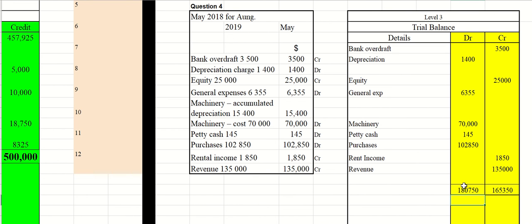So we had missed something on the credit side. What did we miss? Let's enter 15,400 here. Yes. So 15,400 is the provision for depreciation. Right? Now your trial balance balances. This is how you prepare a trial balance from the given information after the identification of debit and credit.